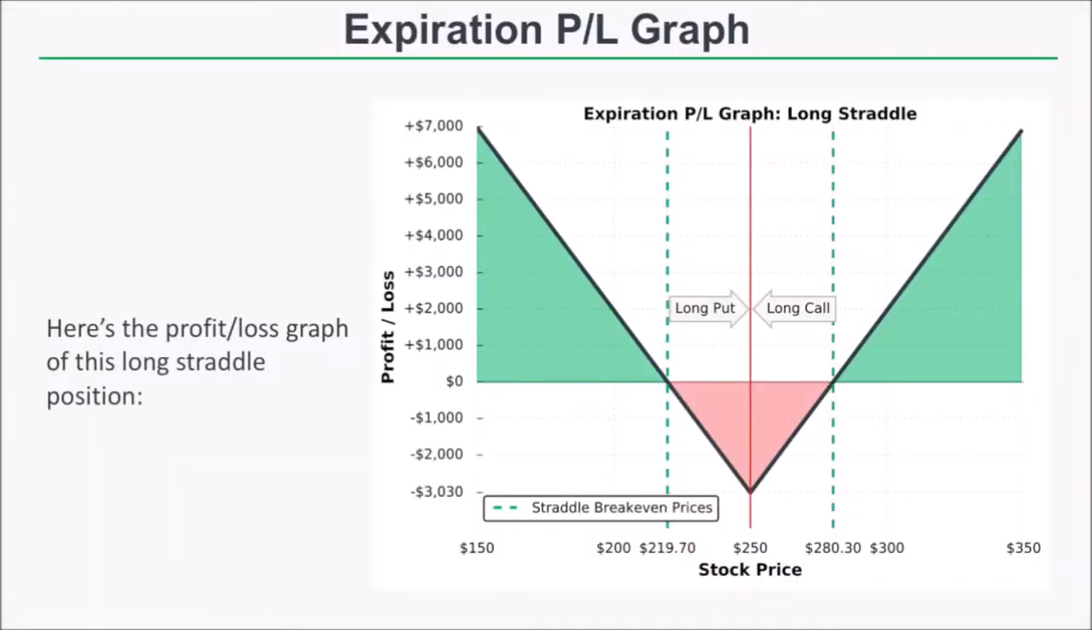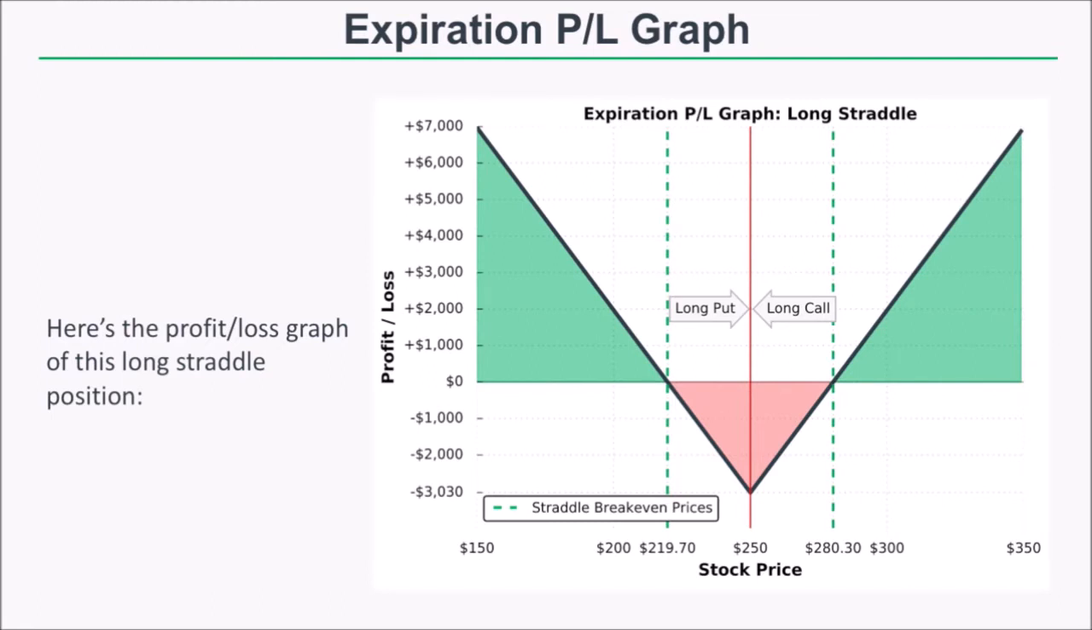Okay, so as we can see here, we bought the 250 straddle for $30.30, and as we can see based on this graph, our maximum loss potential is $3,030. Now that comes from the $30.30 debit we paid times 100. So if the stock price is right at 250 at expiration, both the long put and long call that we purchased will expire worthless and we'll lose the entire debit that we paid.